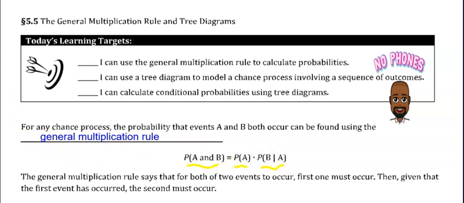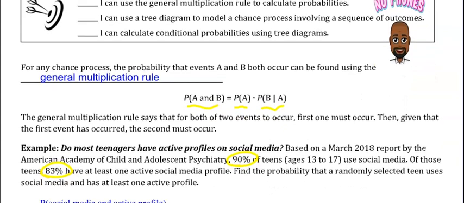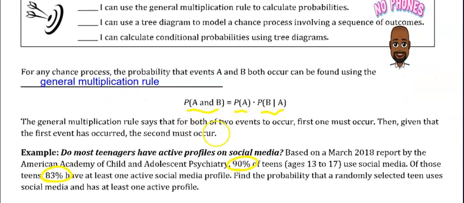So let's take a look at our first example. Do most teenagers have active profiles on social media? So we have a 2018 report. 90% of teens ages 13 to 17 use social media. Of those, 83% have at least one active social media profile.